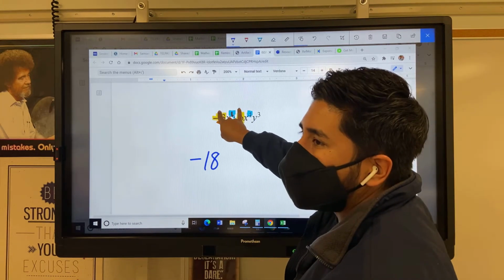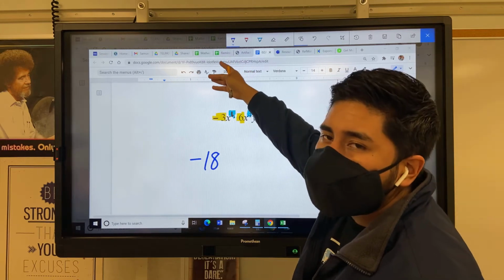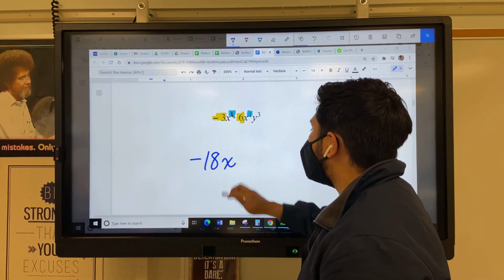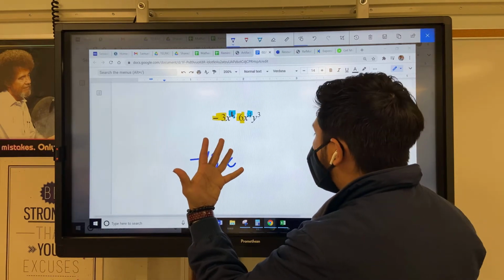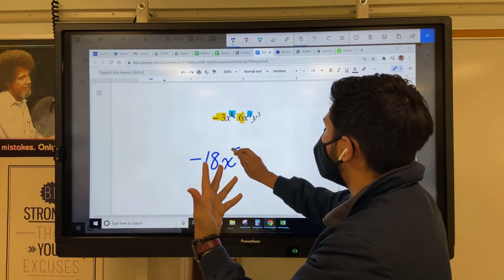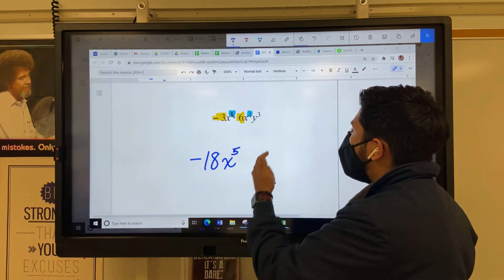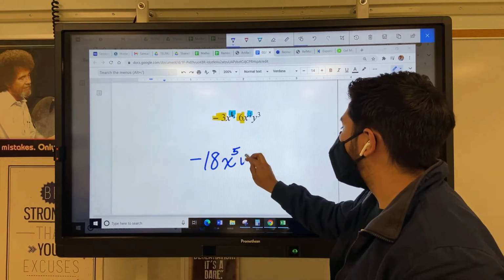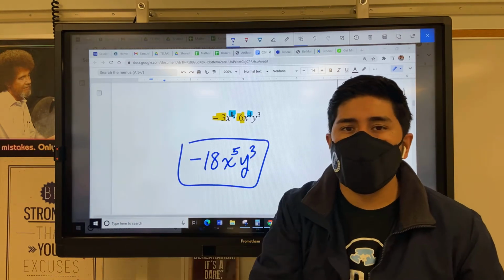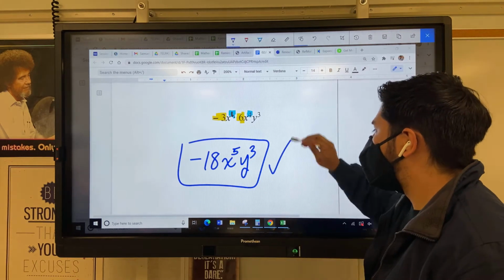What do I do with the exponents of 1 and 4? Go back to the top. There's a breakdown. It says add exponents. 1 plus 4 is 5. And then lastly, the y to the 3 does not have any partners, so I bring the y to the power of 3. Boom. And that's it. Check mark.